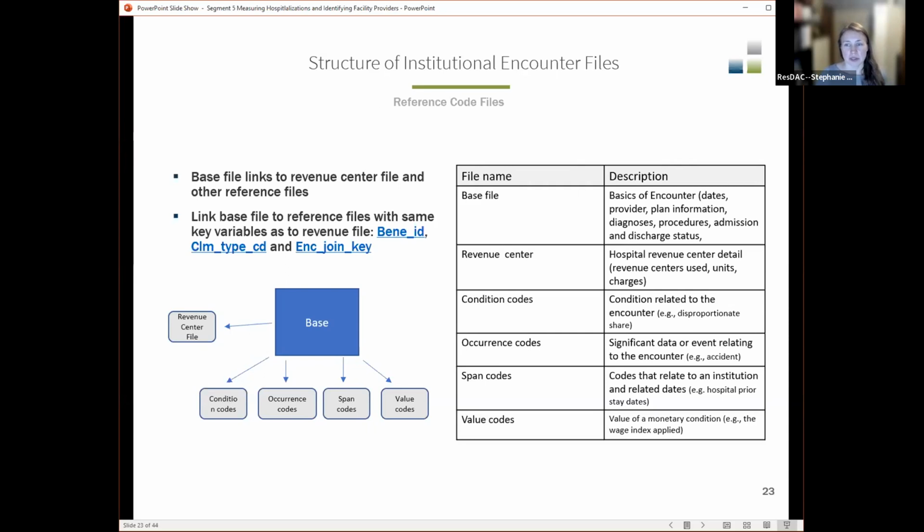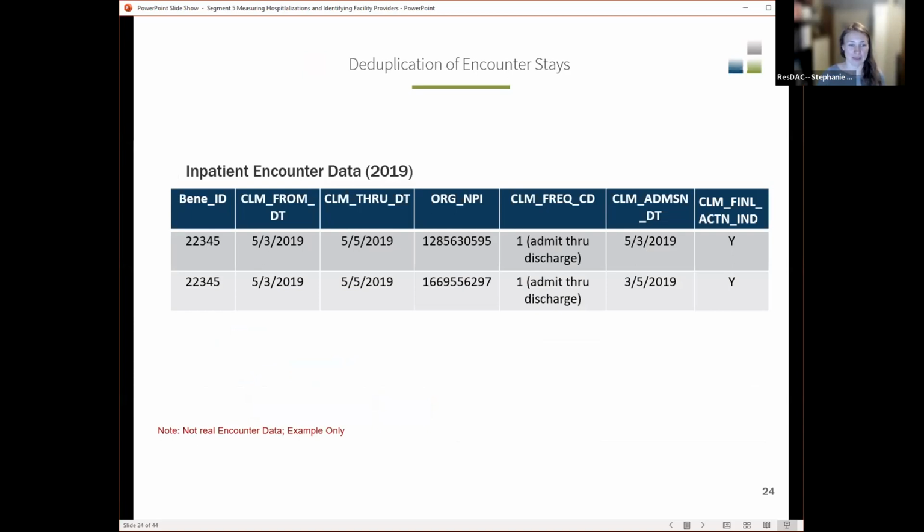There's a question about whether the hospital type is indicated in a separate field. So I'm not sure if this is specific to the encounter data, we can talk about it in a little bit. I'll talk about the identifying providers.